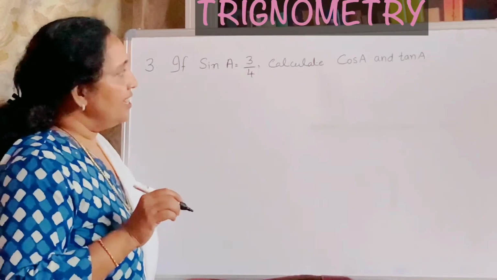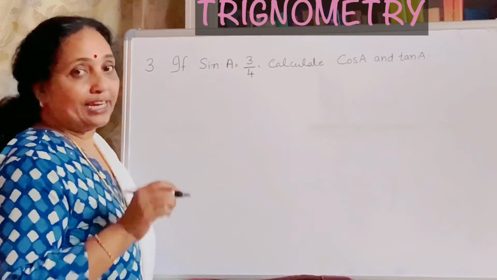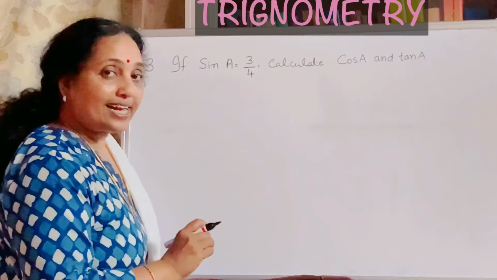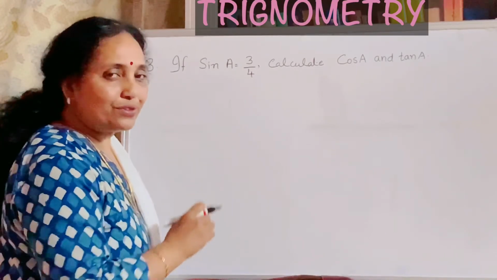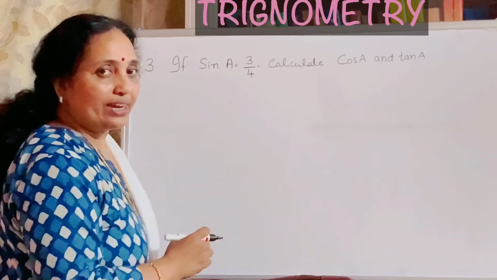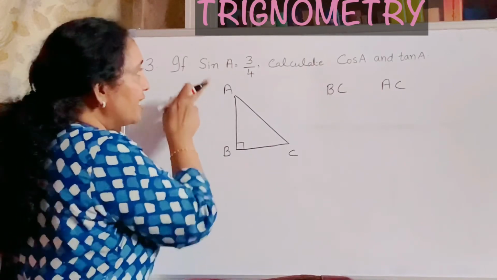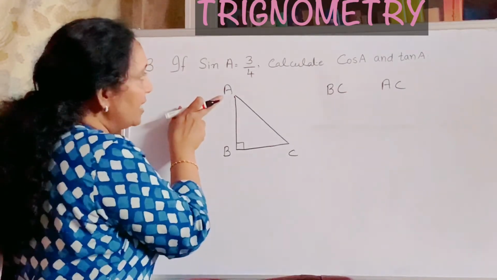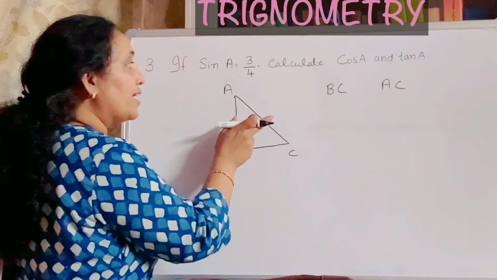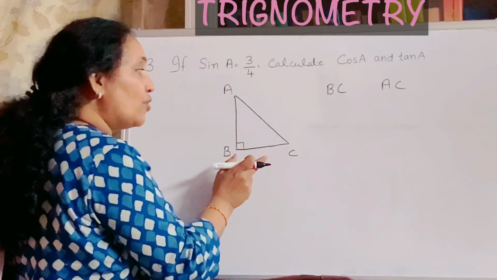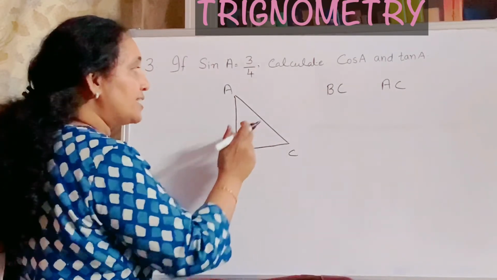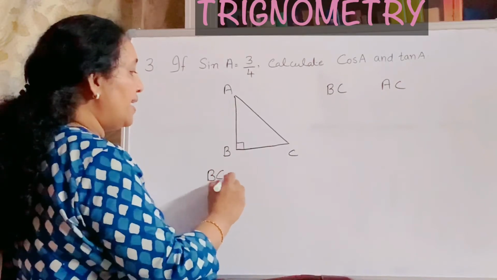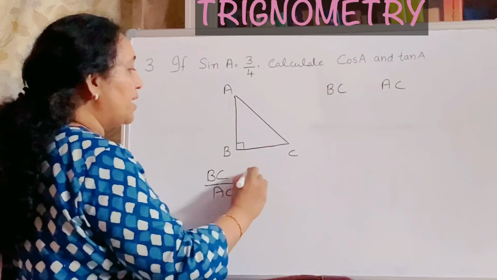Question number 3, sin A is equal to 3 by 4. Given a ratio, sin A is 3 by 4. So you draw a figure first, a right triangle first. In this triangle, the ratio sin with respect to angle A is 3 by 4. Sin is opposite side by hypotenuse. That means BC by AC is 3 by 4.